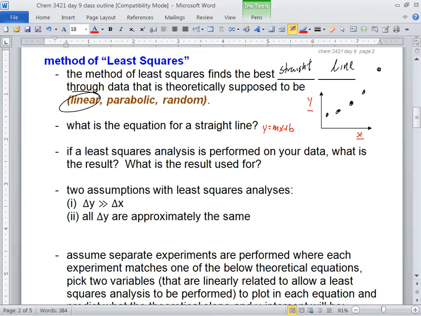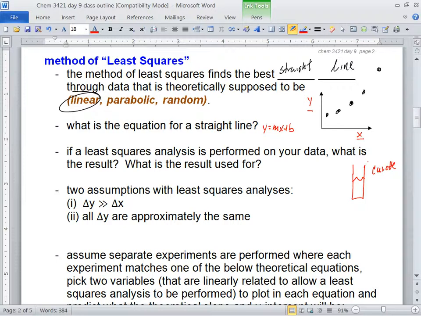If a least squares analysis is performed, it gives you the best straight line through all your data. And like I said, it's not going to make sense if the data isn't linear in the first place. Let me give you an example. Do you remember using the little cuvette? I can't draw a cuvette. Remember the word cuvette? You put cuvettes in what?